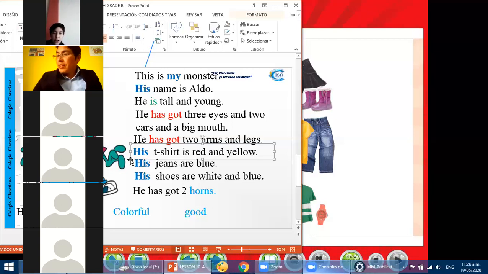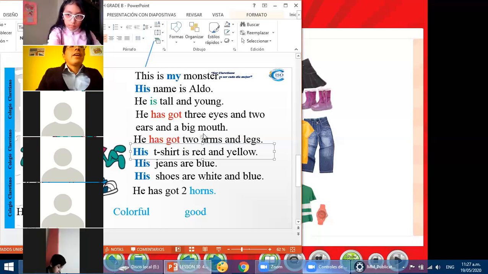This is my monster. His name is Paul. He is small and young. He has got 3 eyes and 2 arms and a small mouth. He has got mustache and freckles. He has got 2 arms and 2 legs. His jeans are light blue. His shoes are purple and black. Thank you, Rihanna. Was nice.